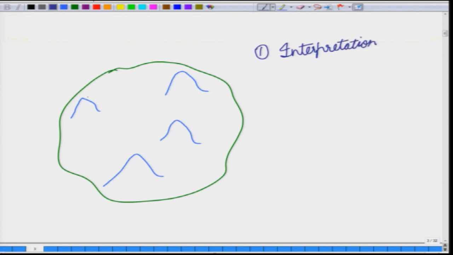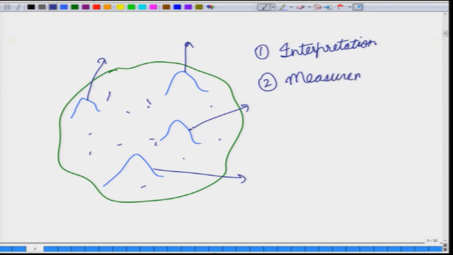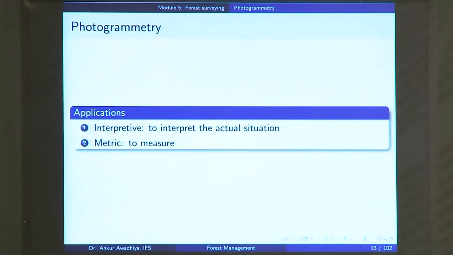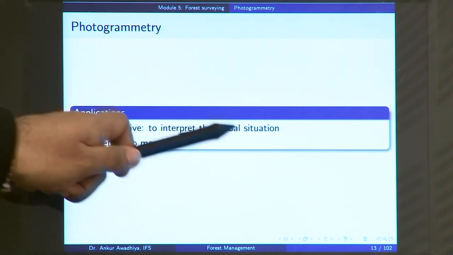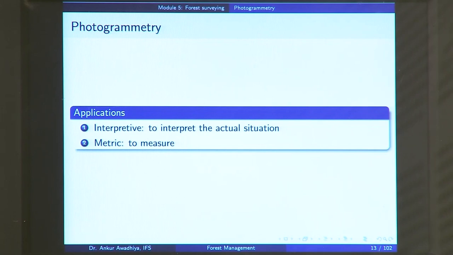So, in this case, you will say that this is a hill, this is a hill, this is a hill, this is a hill, but this is the plain area. So, this is an interpretation that you are doing. The second thing is that you can do measurements. So, in the case of say this hill, what is the height of this hill? What is the location of this hill? If you measure these, then we say that we are using photogrammetry for a metric cause. So, there are two applications. One is interpretive, to interpret the actual situation, and two is metric, that is to measure different things.